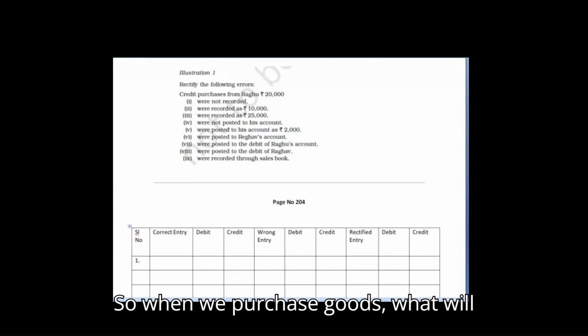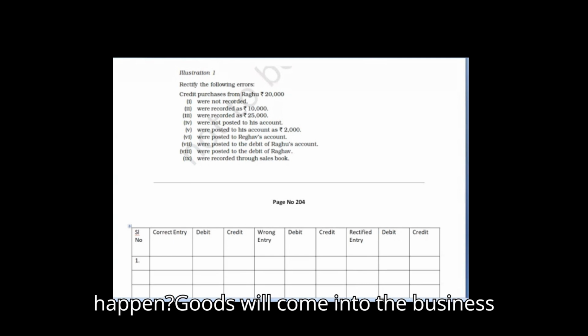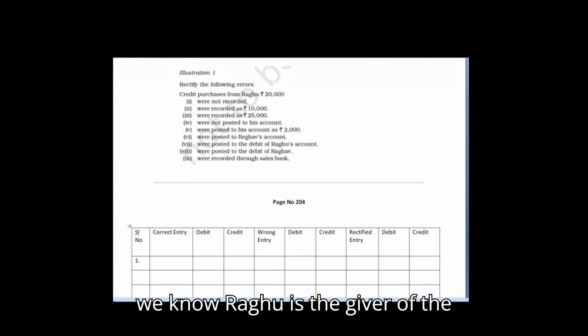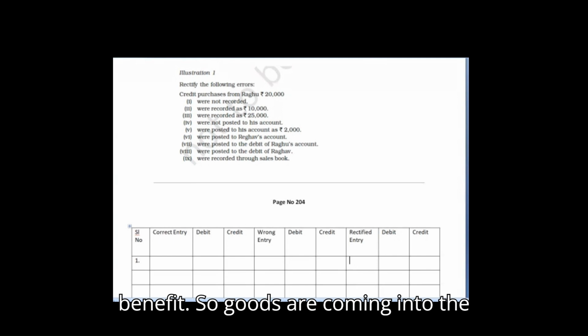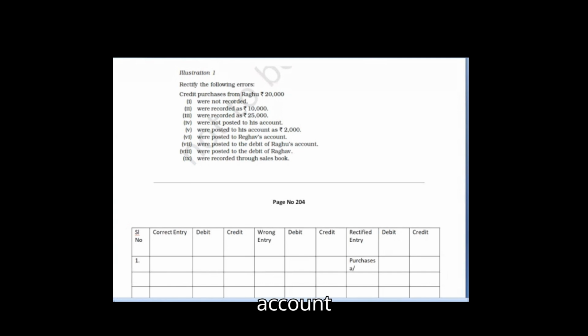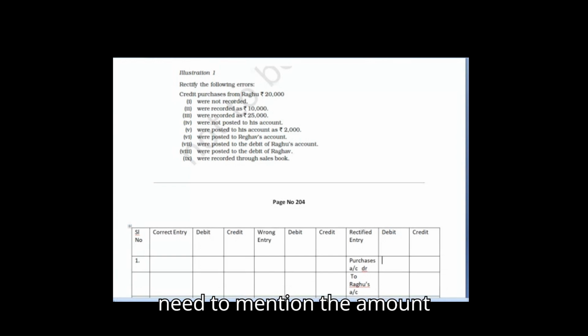When we purchase goods, what will happen? Goods will come into the business, and since it is a credit transaction, we know Raghu is the giver of the benefit. So goods are coming into the business. Purchases account debit, to Raghu's account. We need to mention the amount 20,000, and again on the credit side 20,000.